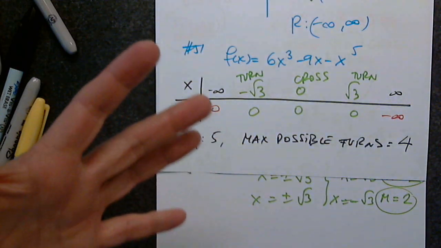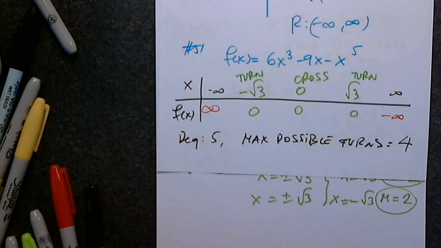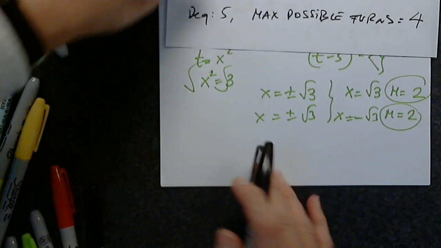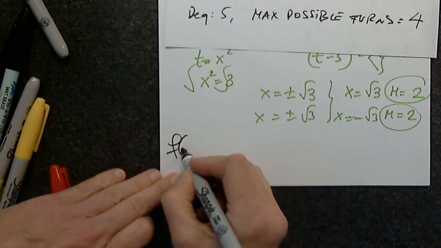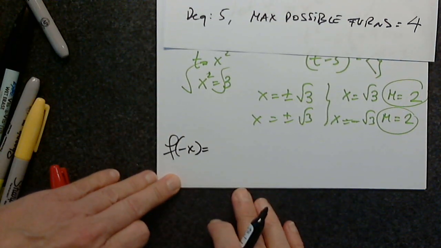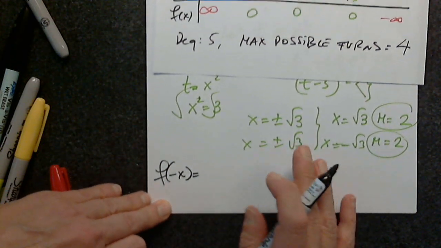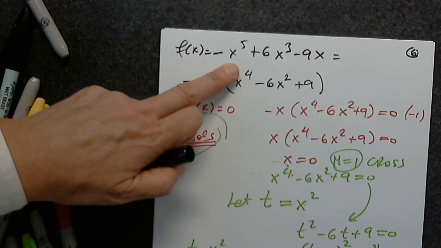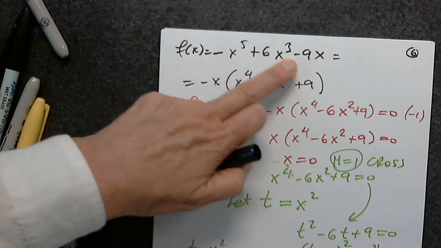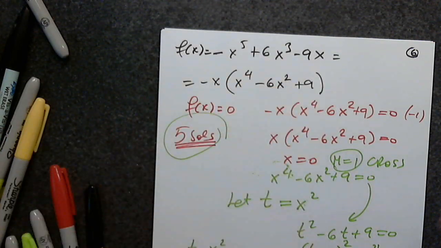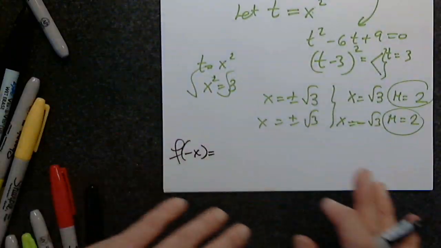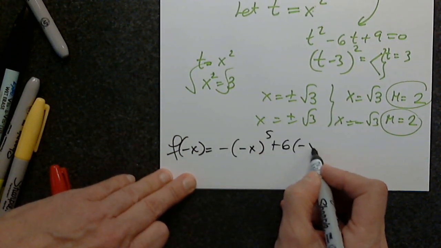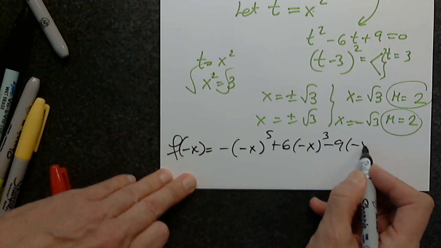Max min with the graphing calculator. And the last thing that I need, and it doesn't have room in the chart, is symmetry. So I have to find f of negative x, which is negative x to the 5th plus 6 negative x cubed minus 9 times negative x. So negative x to the 5th plus 6 negative x to the 3rd minus 9 negative x.